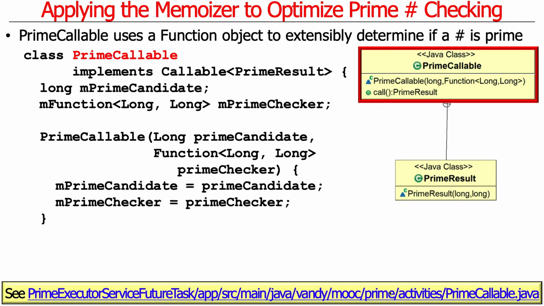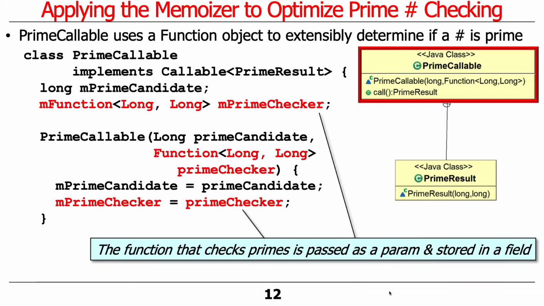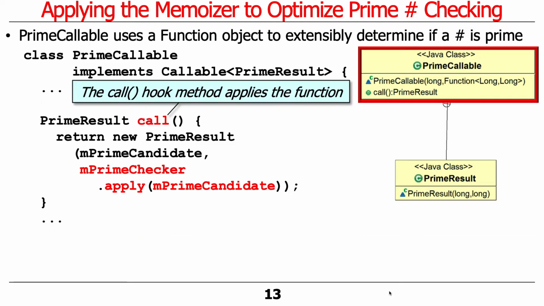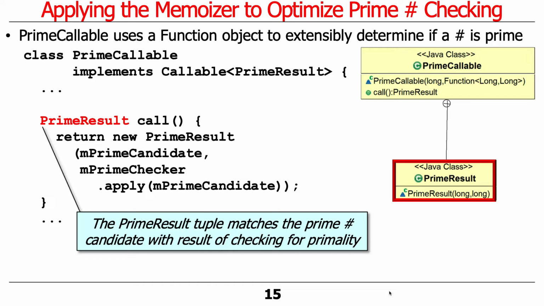We have the prime callable class, which implements callable, so it's got this two-way semantic, and we can submit this to the ExecutorCompletionService framework. The constructor stashes away this PrimeChecker function, which of course will be implemented as a Memoizer, as we'll see in a second. The call method will apply the PrimeChecker function on the prime candidate, which again really depends on what's passed in to the prime callable class to dictate what the behavior is going to be. And we can transparently optimize all this by using the Memoizer, and it returns the prime result.